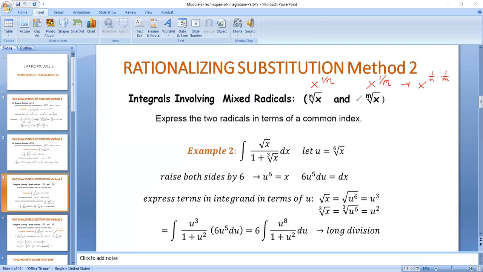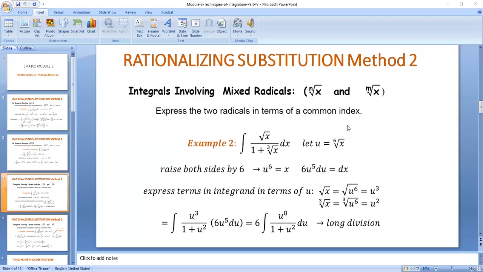Now, I think it would be clearer if we have a specific example. Just go down. Now here in example 2, you have the square root of x divided by 1 plus the cube root of x, dx. So you have here a square root and you have here a cube root. It's like you have here x raised to 1/2 and you have here x raised to 1/3.